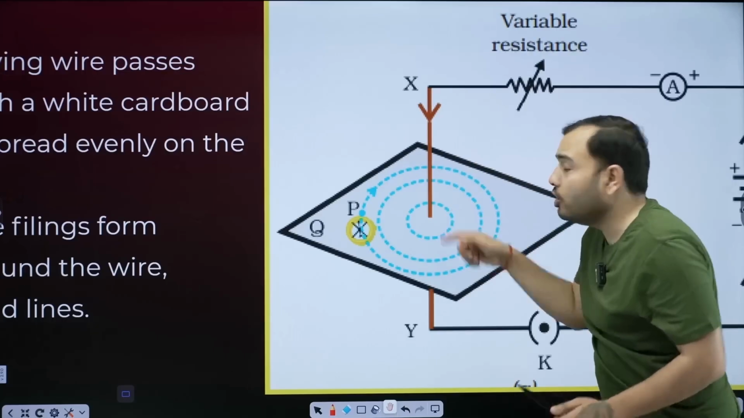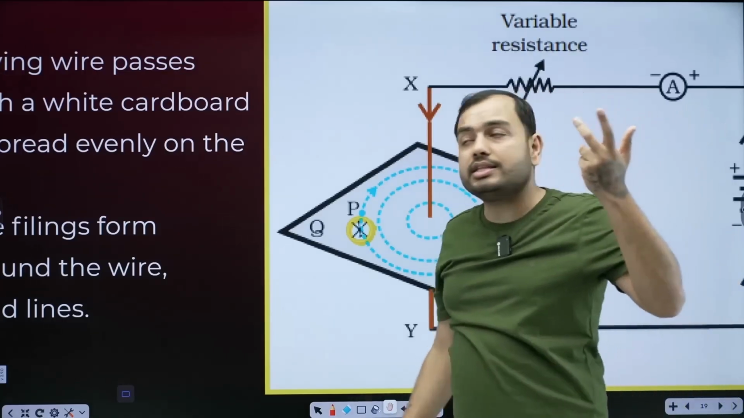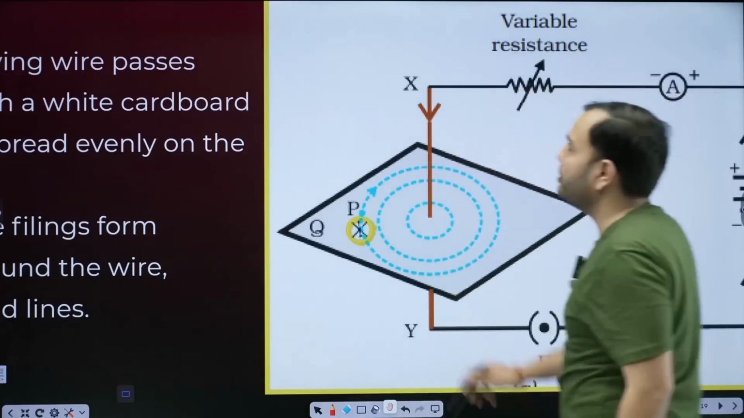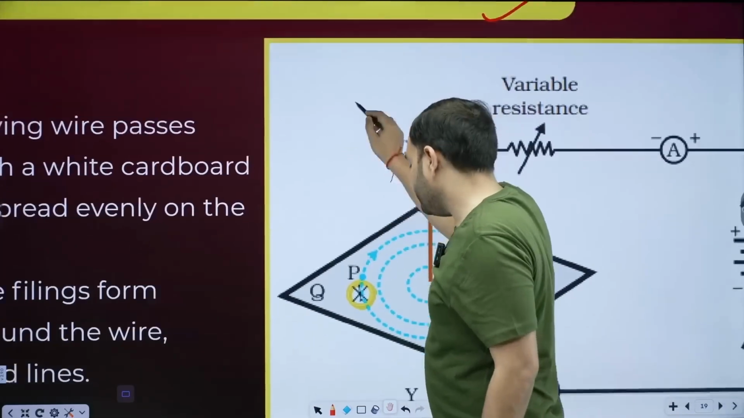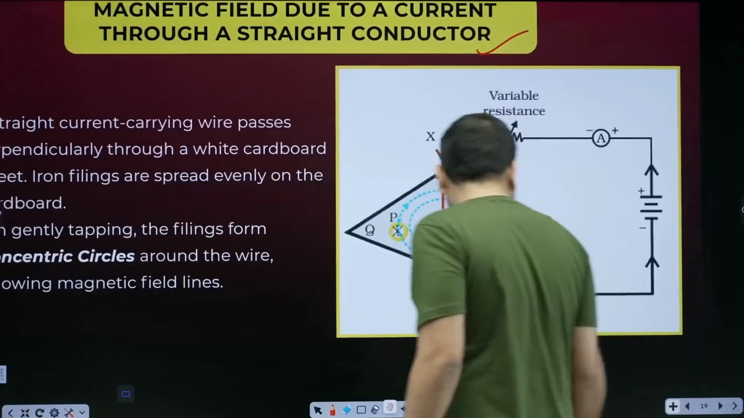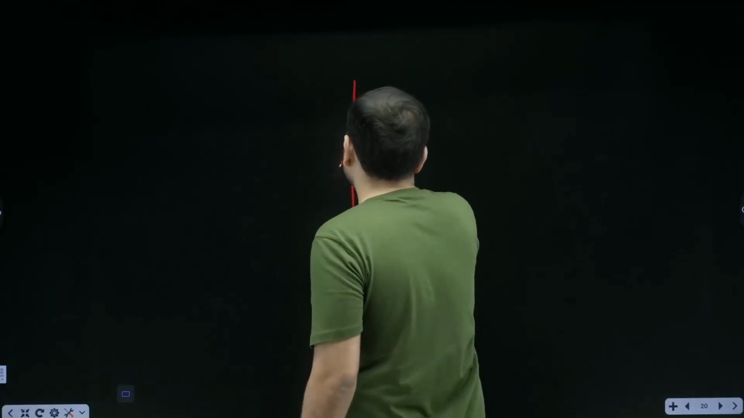What is made? Circles. And not one, many circles, concentric circles. Sir, what is this about concentric circles? This is a wire, and by the wire, concentric circles are forming. Look, yes, this is a wire, and current is going in it.